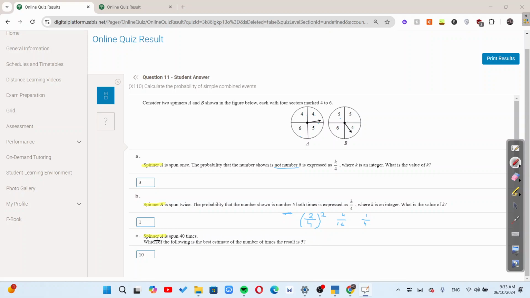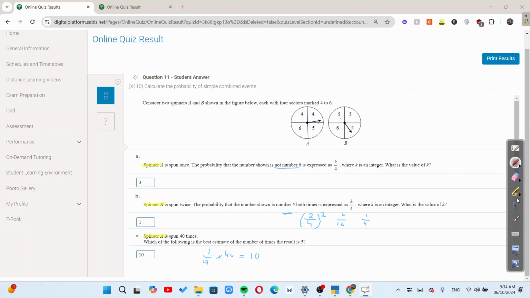Now, spinner A, this spinner, is spun 40 times. What's the estimate of how many times you get 5 when you spin it 40 times? So when you spin it once, your probability of getting 5 is only 1 out of 4. That's your probability of getting 5. But when you spin it 40 times, you just multiply your probability of getting 5 for one time by the number of times you spun. So 1 over 4 times 40 is 10.